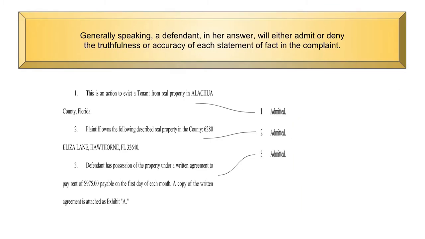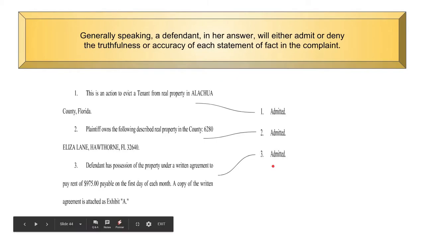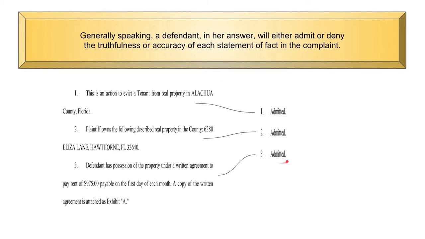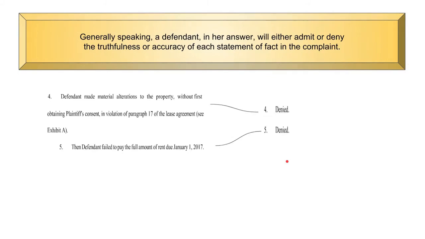Paragraph 3, defendant has possession of the property under a written agreement to pay rent. That allegation is factually true, so it's admitted. Paragraph 4, defendant made material alterations to the property without first obtaining plaintiff's consent in violation of paragraph 17. Hannah takes issue with the characterization of the situation, and so the allegation is denied.